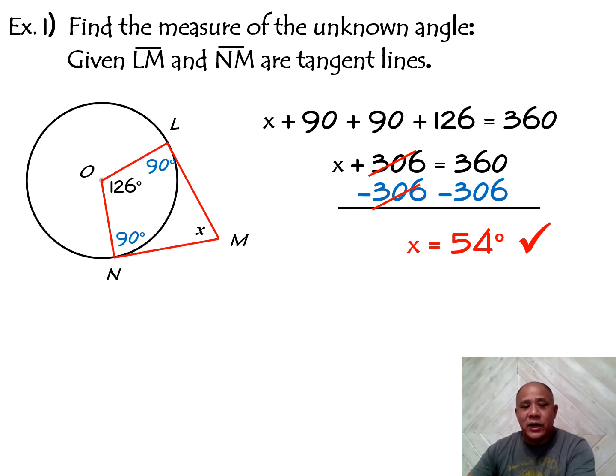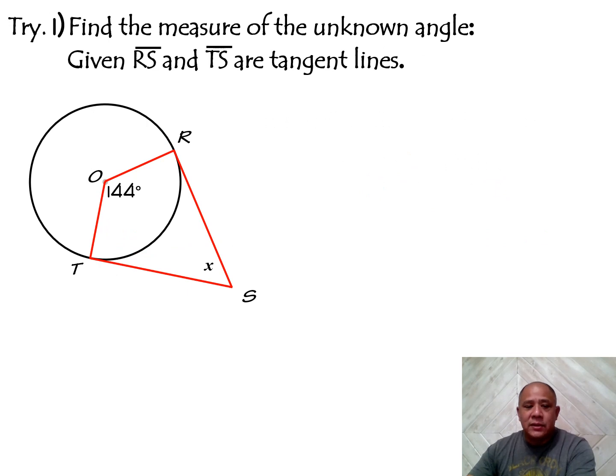Now you guys can try number 1 on your own. Again, you can pause the video while you try it, or if you understand it, go ahead and move on to the next one. So let's go ahead and solve this problem. Hopefully you've had time to do it. So here we know, given that RS is a tangent and TS is a tangent, then we know that R is 90 and we know that T is 90.